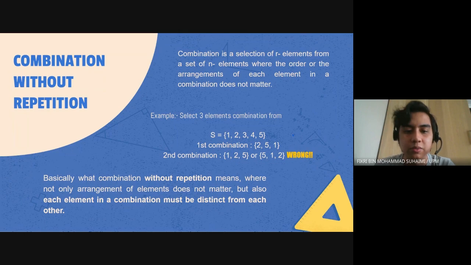And basically, combination without repetition means that not only does the arrangement of elements not matter, but also each element in the combination must be distinct from each other. So, next slide.